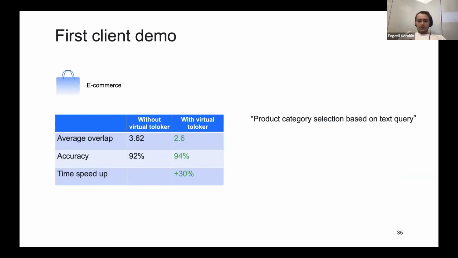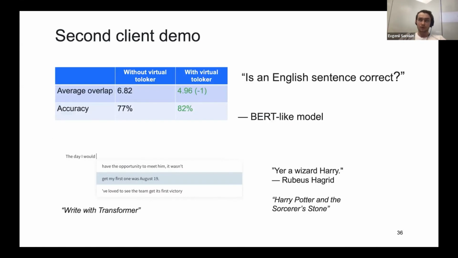The first client demo demonstrated that inclusion of a virtual Toloker allowed us to improve the accuracy by 2%. It reduced the time needed by 30% and reduced the overlap. It means the amount of needed human labels, human answers.